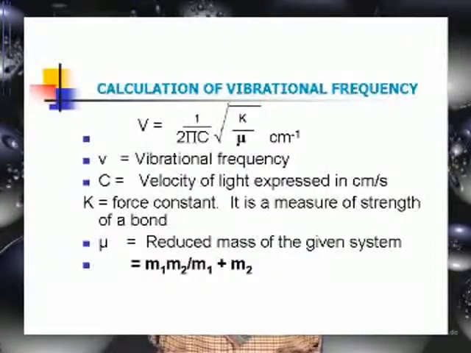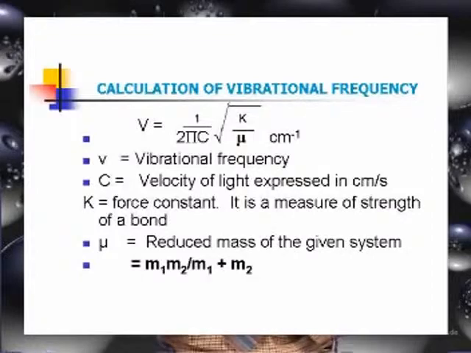Calculation of vibrational frequency. The value of a vibrational frequency can be calculated by using Hooke's law. Hooke's law is nu bar equal to 1 by 2 pi c root of k by mu. Here, k is called the force constant, a measure of the strength of a bond. Mu is called the reduced mass of the system, mu equal to m1 m2 by m1 plus m2. That is mu, the reduced mass of the given bond. I give you one example.